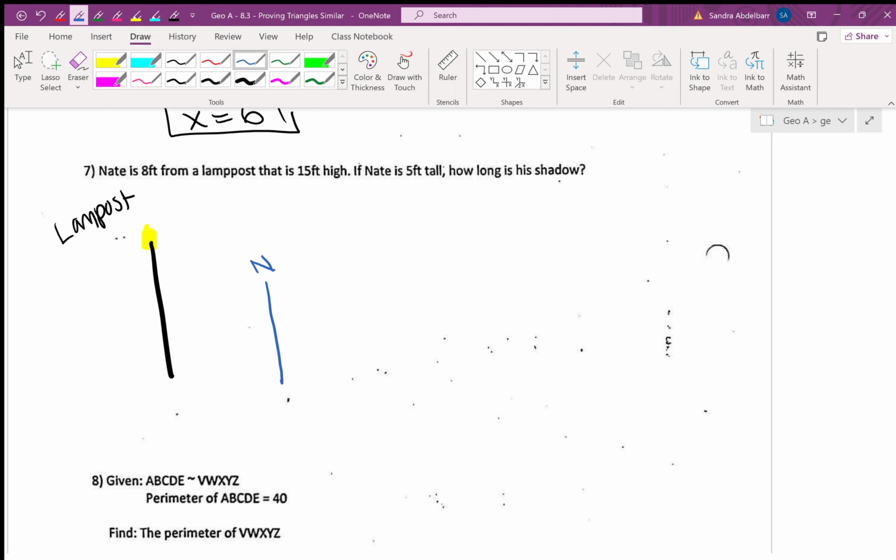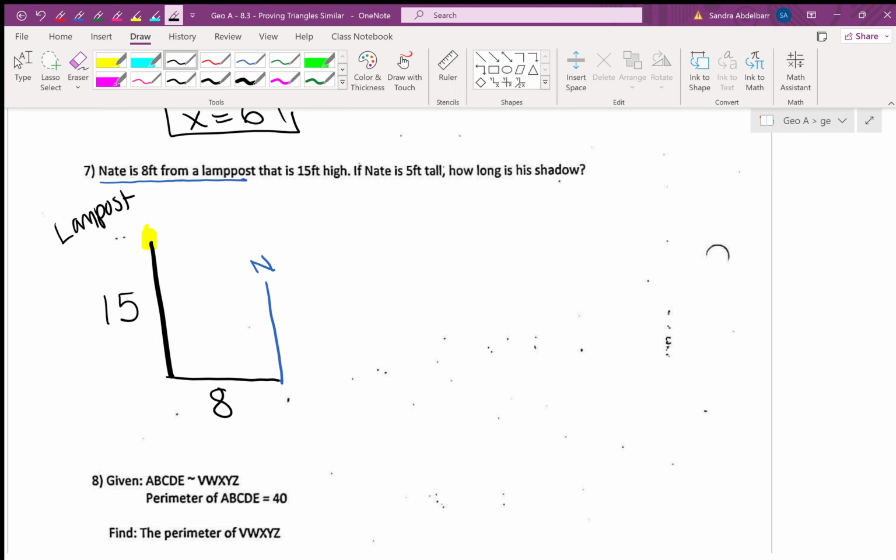Okay. Now it says Nate is 8 feet from the lamppost. Doesn't that mean from here to here, the lamppost to Nate, this distance is 8? Do we agree? Okay, so we're going to draw that. We're going to connect that. Here to here is 8. It says Nate is 8 feet from the lamppost. We got it. Check. That is 15 feet high. What is 15 feet high? The lamppost is 15 feet high.